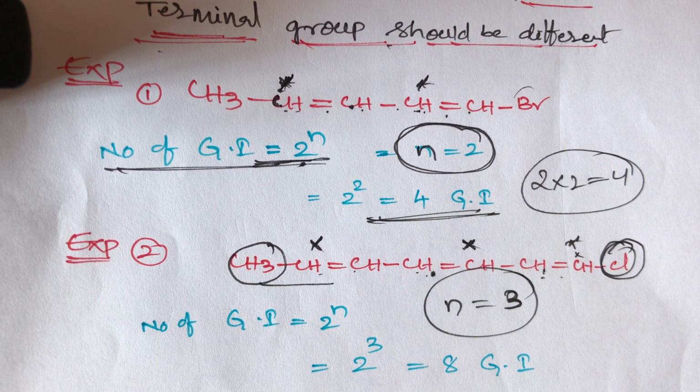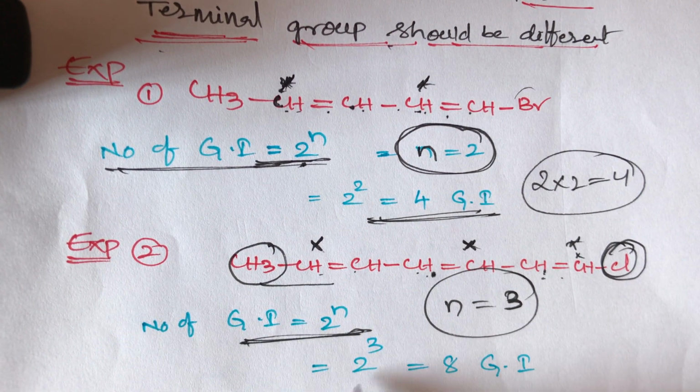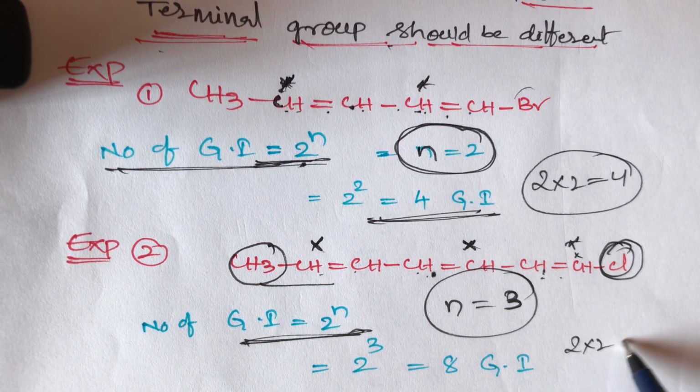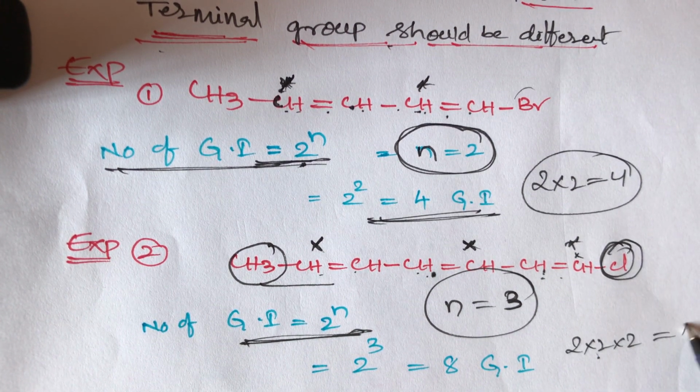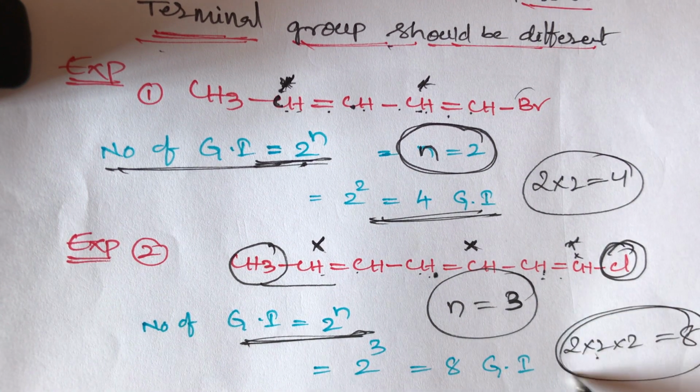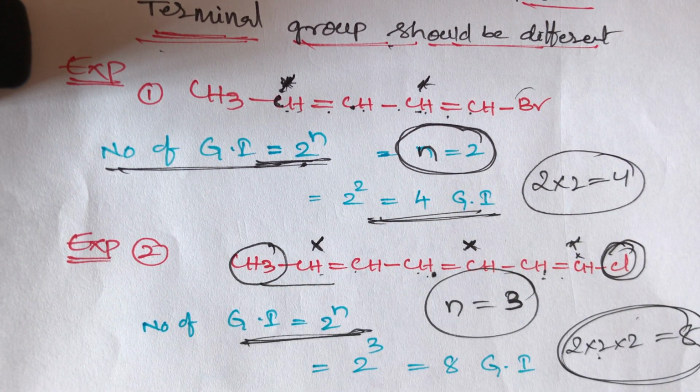So what is the formula for geometrical isomers? 2 to the power n. So n value is 3, that is 2 into 2 into 2, which is equal to 8. These are the 8 geometrical isomers. For the given compound, 8 geometrical isomers are exhibited.